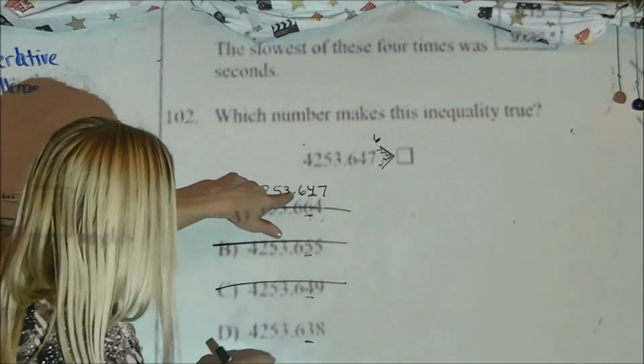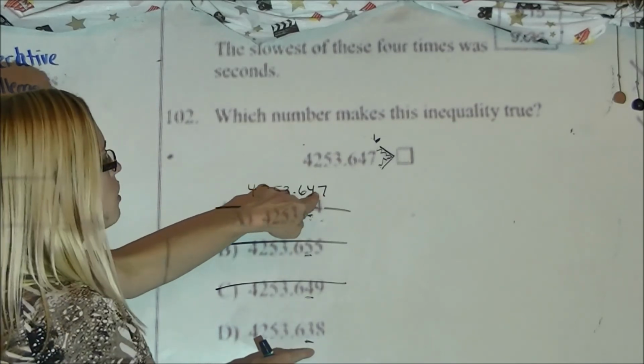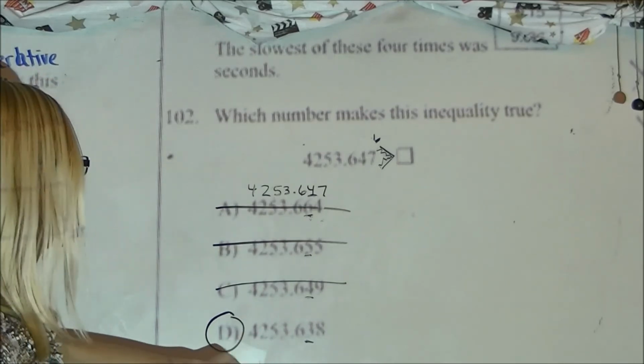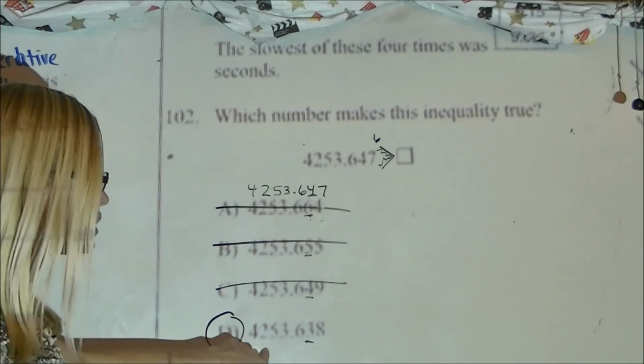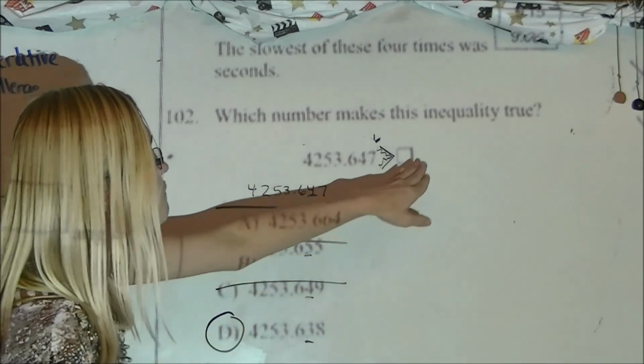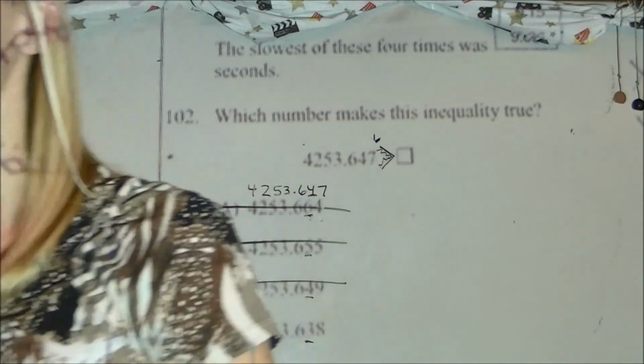But again, you could check it. I have a 6 and a 6. A 4, the 4 is bigger than the 3, so this one is going to be greater, and D is going to be your less. So 4,253 and 638 thousandths is going to be filling in this blank, making this one the greater, and that one the less.